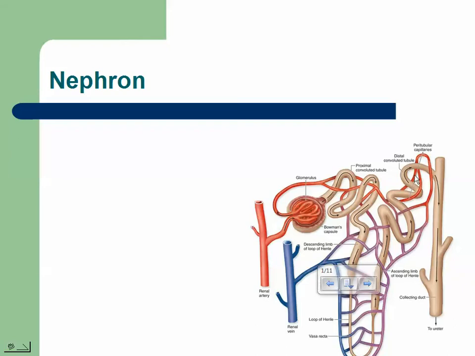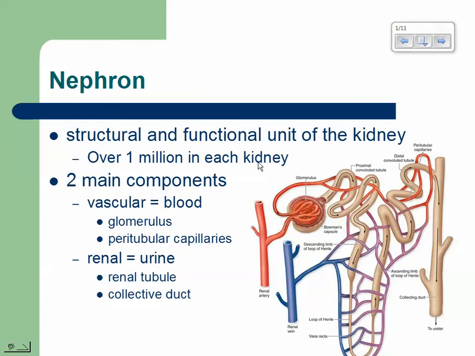Okay, so what is a nephron? That's what's pictured over here. And they are considered the structural and functional unit of the kidney. And what that means is if we got down to the smallest working bits of the kidney, this is what it is. Once you take a nephron apart, it's not going to work anymore. There's over 1 million in each of our kidneys, so we have over 2 million in our body, and they're all working constantly. And there's two main parts.